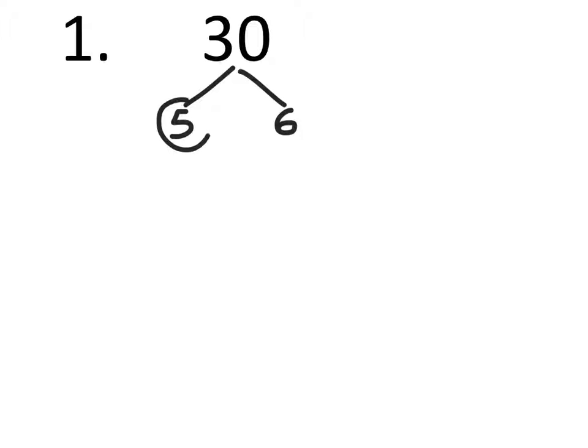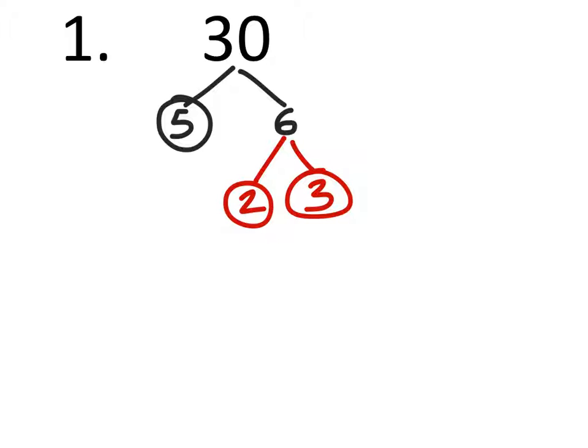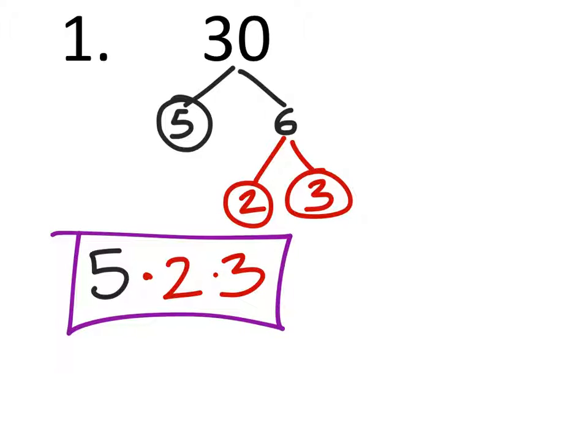Now, 5 is prime because it can't be divided any further, okay? But 6, we can split up. What two numbers would multiply to give us 6? 2 and 3. Now, I don't care what order you put these in. It is possible that the computers may want this from least to greatest, but on the test, I don't care. The numbers that I have circled, if I multiplied those together, no matter what order, I would get 30. So it's really 5 times 2 times 3. That is our prime factorization.